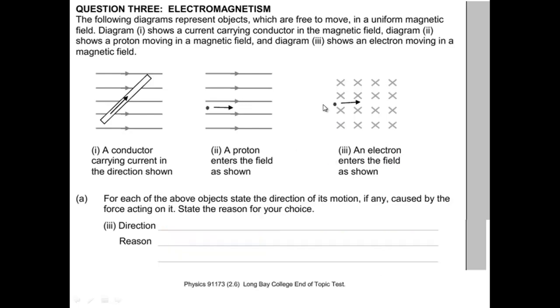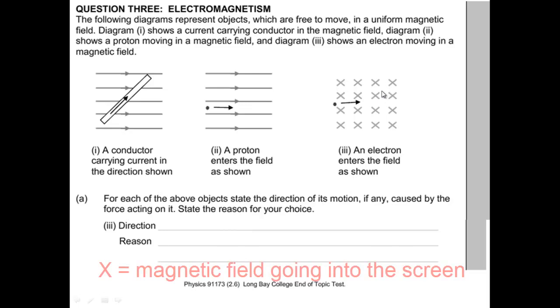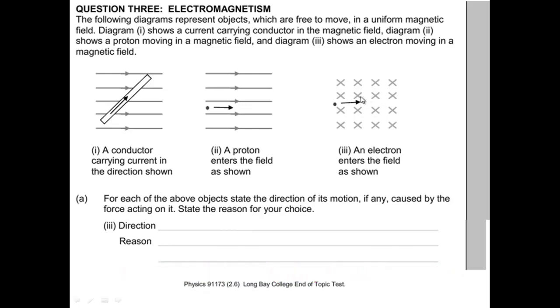For 3, an electron's moving through a magnetic field. The crosses mean that the magnetic field's going into the screen, because you're seeing the back ends of an arrow. If you're seeing the front end of an arrow, you'd be looking at a dot which would be coming out at you, and you'd be getting scared, but you're seeing a tail which is going into the screen, and so you don't have to be scared.